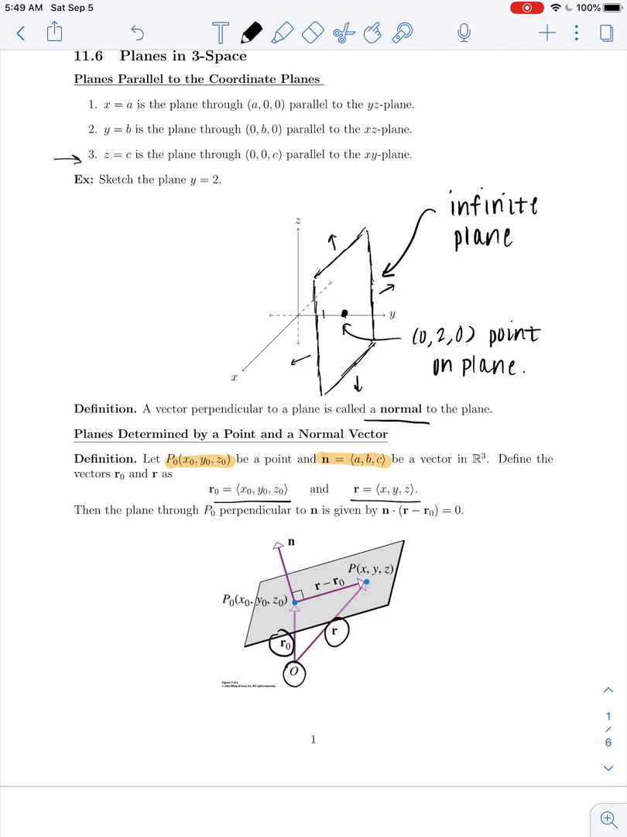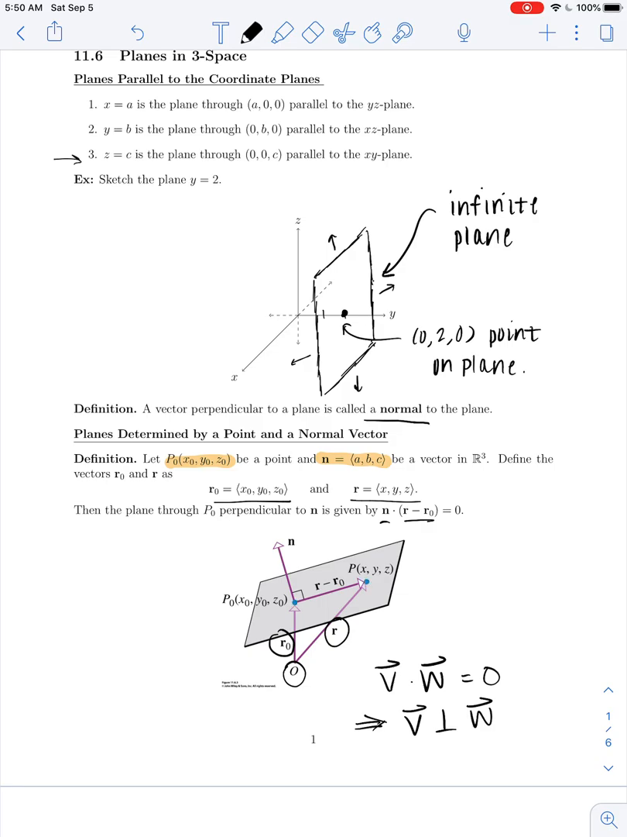Now, if we're trying to define a plane that goes through the point P naught and is normal to the vector n, then what that means is we want every single vector on that plane to be perpendicular to that normal. How do we quickly check perpendicularity, right? We check perpendicularity by checking that v dot w equals 0. That implies that v is normal to w. So using that same idea, we're going to take our normal vector n and dot it with r minus r naught. That is representing a random vector in our plane. So we're going from our point P naught to any other point P, generalized, on our plane. And in order for that to be normal, we must have that this dot product equals 0.